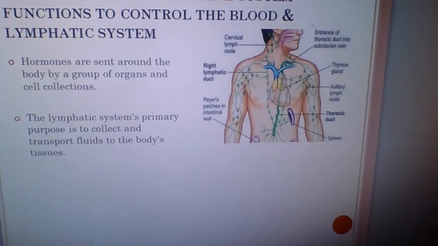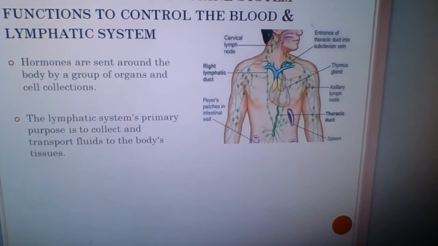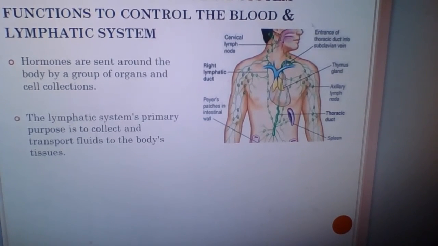Now, how does the endocrine system function to control the blood and lymphatic system? The hormones are sent around the body by a group of organs and cell collections. The lymphatic system's primary purpose is to collect and transport fluids to the body's tissue.